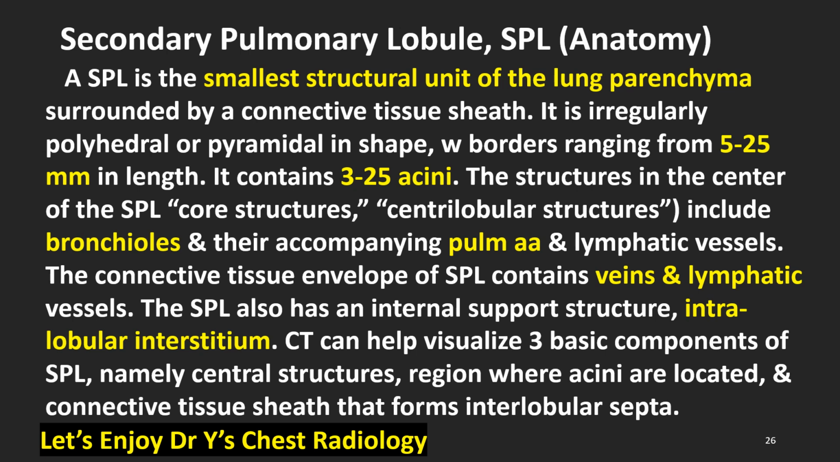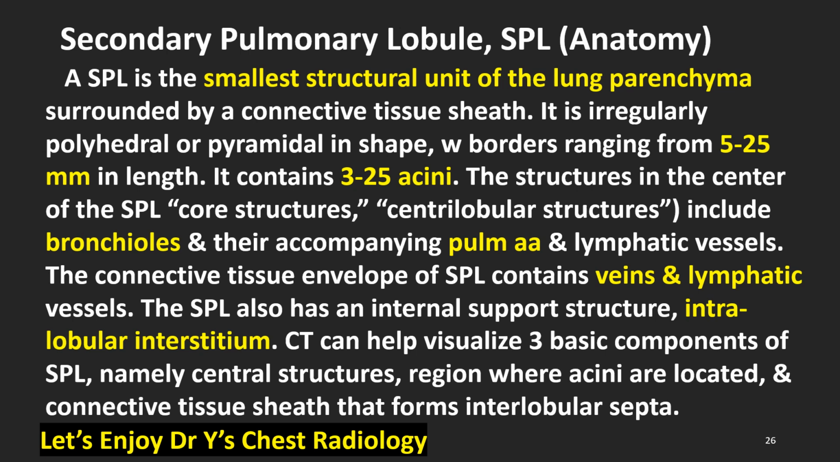The structures in the center of the secondary pulmonary lobule, core structures, centrilobular structures, include bronchioles and their accompanying pulmonary arterioles and lymphatic vessels. The connective tissue envelope of the secondary pulmonary lobule contains veins and lymphatic vessels. The secondary pulmonary lobule also has an internal support structure, the intralobular interstitium.